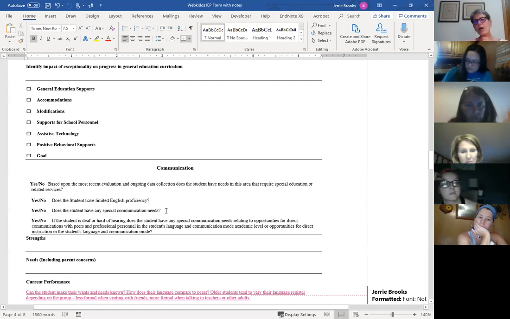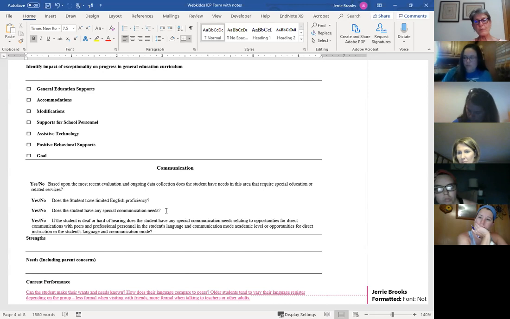Like for nonverbal kids, they might have some kind of a nonverbal communication system like sign language, or do they use PECS, that picture exchange communication system with the pictures? Where they point to pictures or they show you the little card with the picture on it. So that would be something special if they needed it.